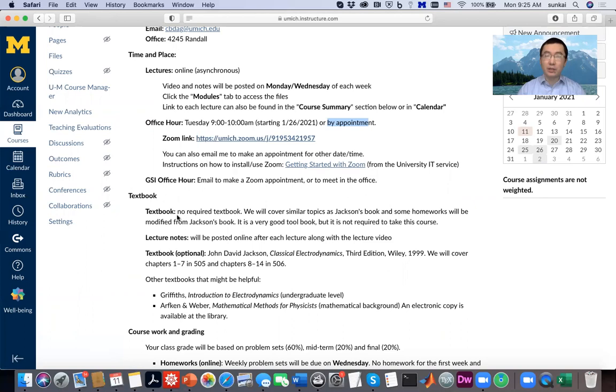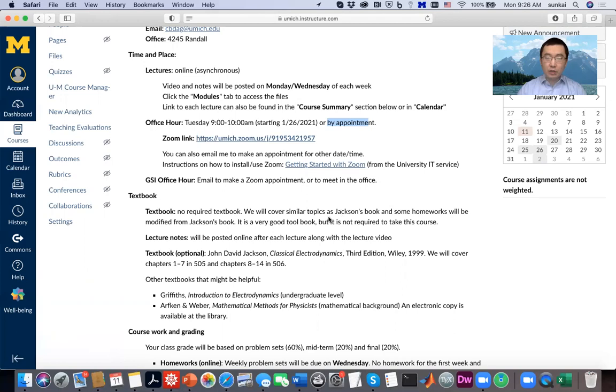However, if you don't have Jackson's book, it is also okay. So this will not be a required book for 506. Okay. I will post the PDF lecture notes. If you don't have Jackson's book, by reading the lecture notes, you can follow the material. Of course, if you have Jackson's book, you can compare lecture notes with Jackson's book. It's great. But if you don't have it, it's okay.